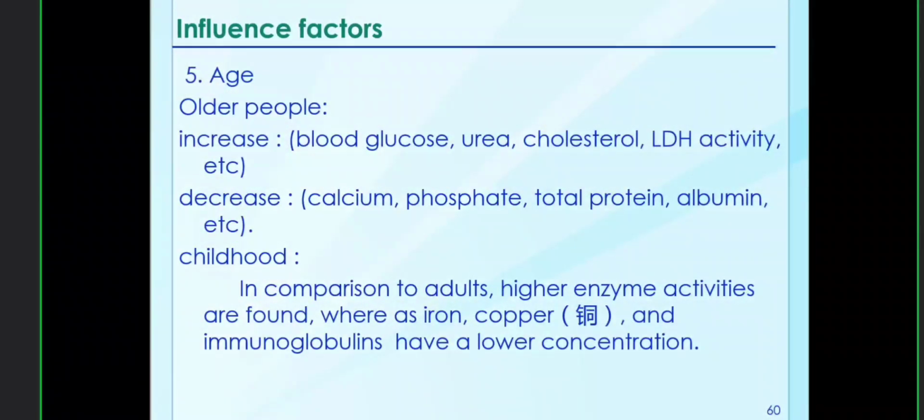Next factor is age. In older people, blood glucose, urea, cholesterol, LDH activity, etc. will increase. Calcium, phosphatase, total protein, and albumin will decrease in older people. In childhood, in comparison to adults, higher enzyme activities are found, whereas iron, copper, and immunoglobulins have a lower concentration.